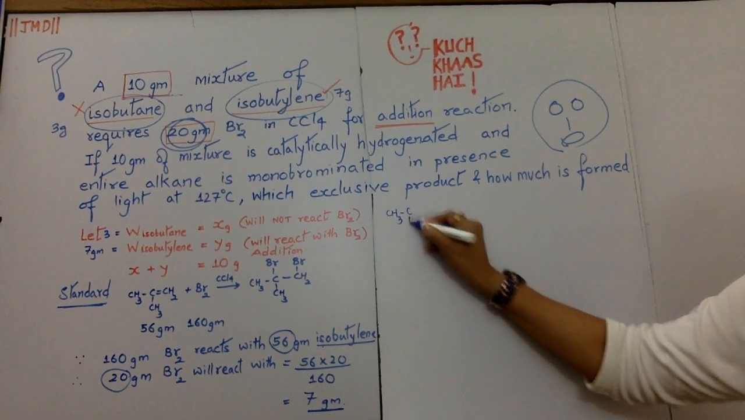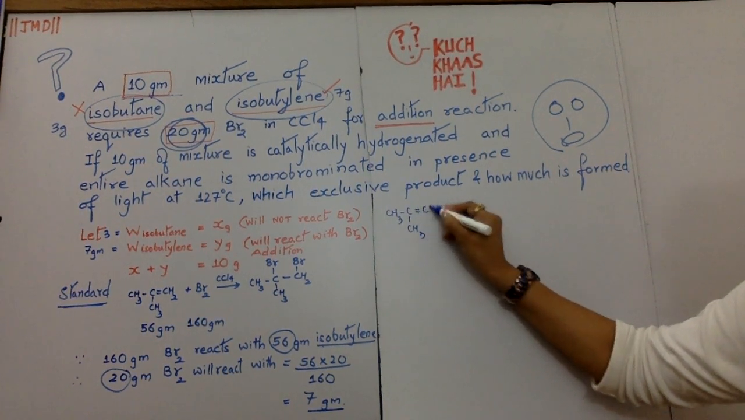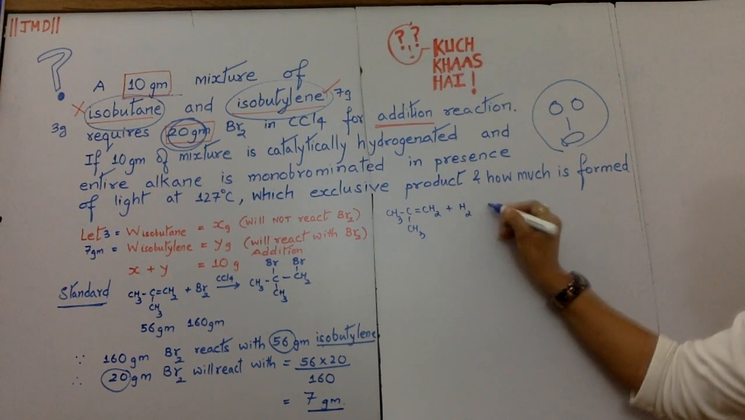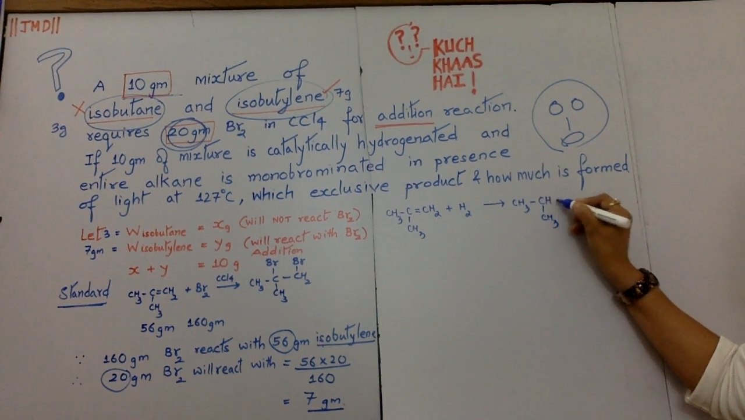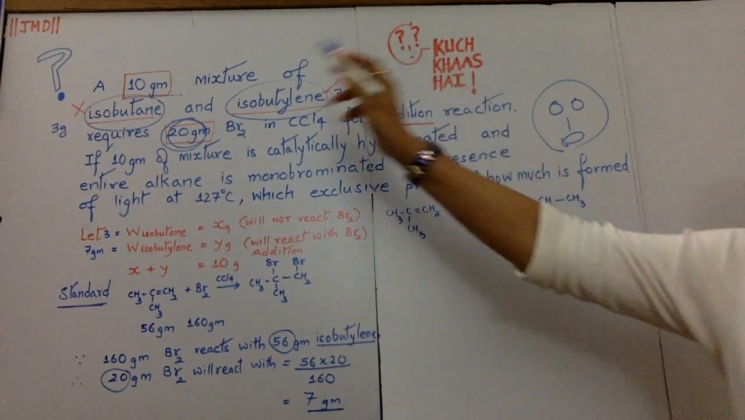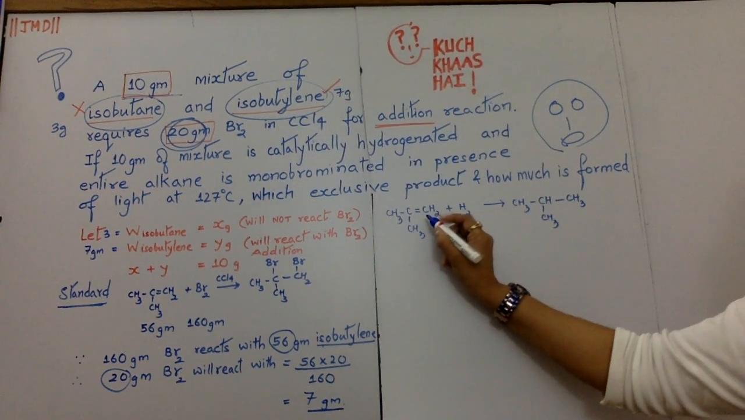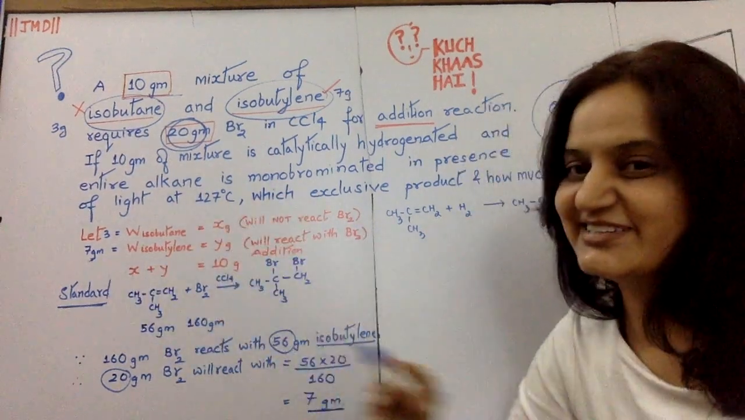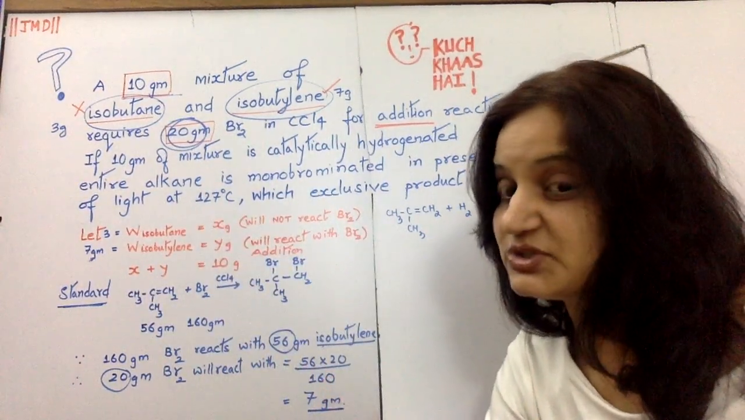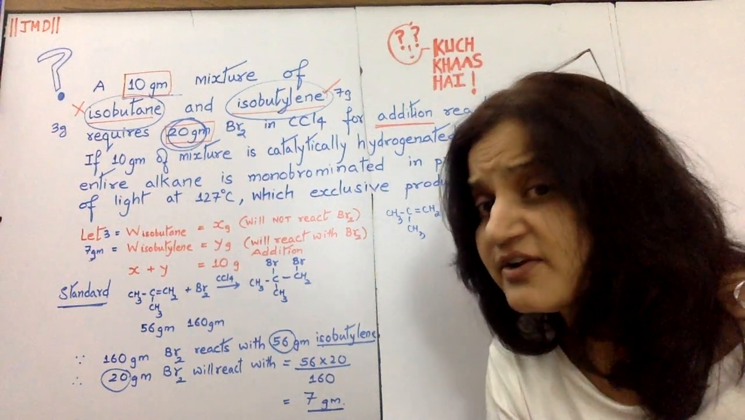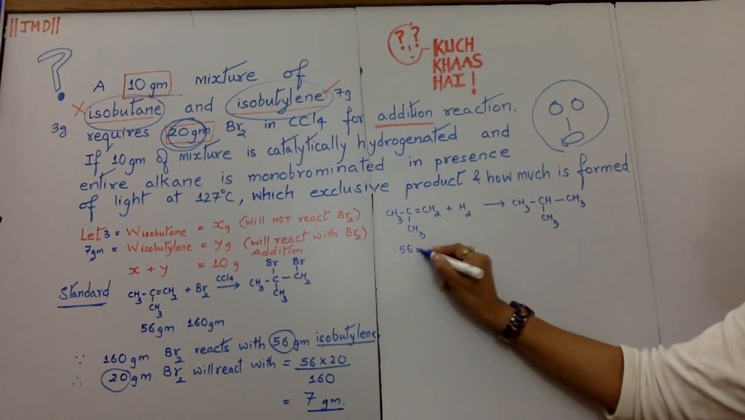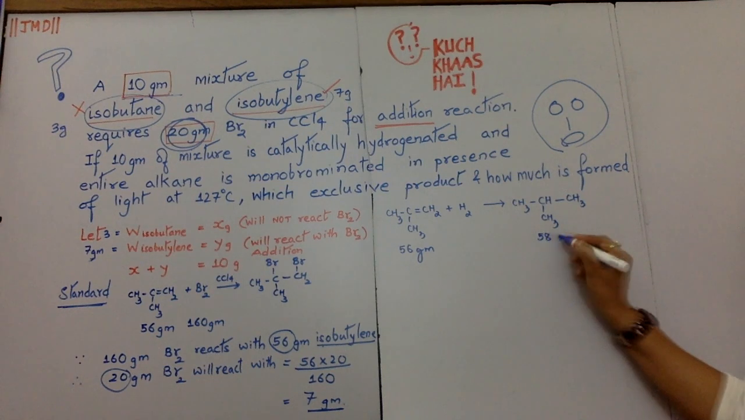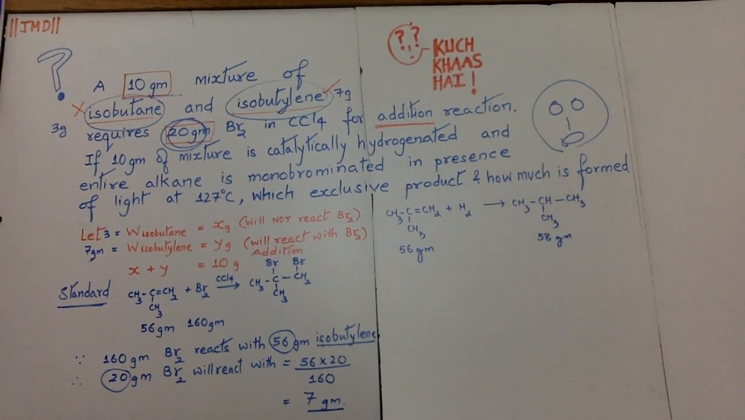This is isobutylene. It adds hydrogen and it becomes isobutane. So only the isobutylene in the mixture, that is the 7 gram which we obtained over here, only this will get hydrogenated, not the entire mixture. Because in the mixture, 3 gram is isobutane and alkane cannot get hydrogenated. It's all single bonds. Now children, this is 56 gram standard equation and this is 58 gram. I hope you know how to find the molar mass.